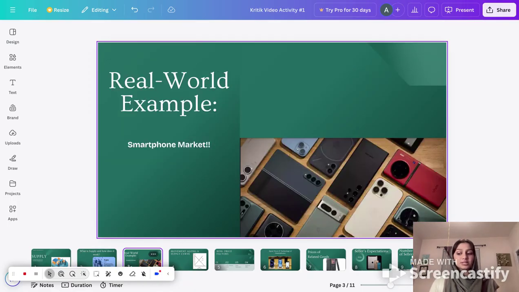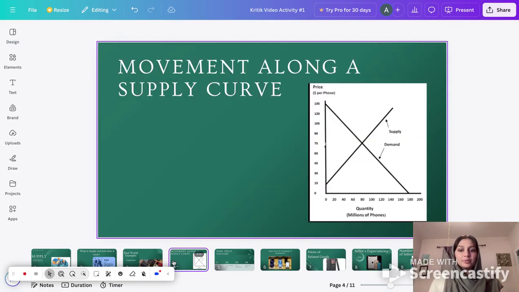A real-world example is the smartphone market. We're going to be talking about two things essentially: the movement along a supply curve and the shift of a supply curve caused by non-price factors.